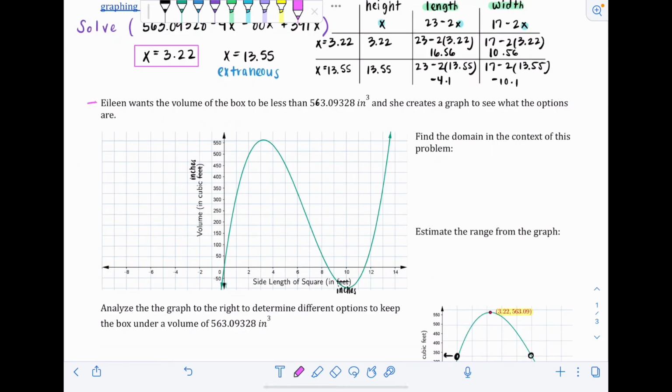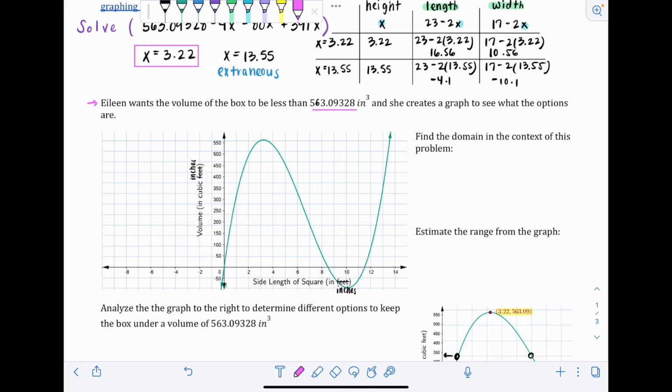For the next part, Eileen wants the volume of the box to be less than 563.09328 cubic inches. She creates a graph to see what the options are. So we're trying to find the domain and range for this problem, and usually for cubic functions, the domain and range is all real numbers. In this case, though, if we're dealing with volume and length, width, height, it doesn't make sense for all real numbers to work because that includes negatives, and we can't have a negative volume or a negative length, width, height, etc.